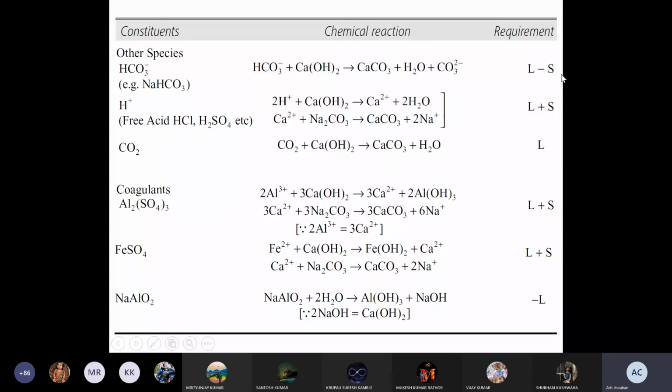Okay, so now coming to free acids. If certain free acids are there like HCl, H2SO4, HNO3, all these acids have H plus ions. If H plus ions are there in the water system, they may also react with lime and produce calcium chloride if HCl is there. If H2SO4 is there, it will give calcium sulfate. If HNO3 is there, it will give calcium nitrate. All these calcium chlorides or sulfates cause permanent calcium hardness.